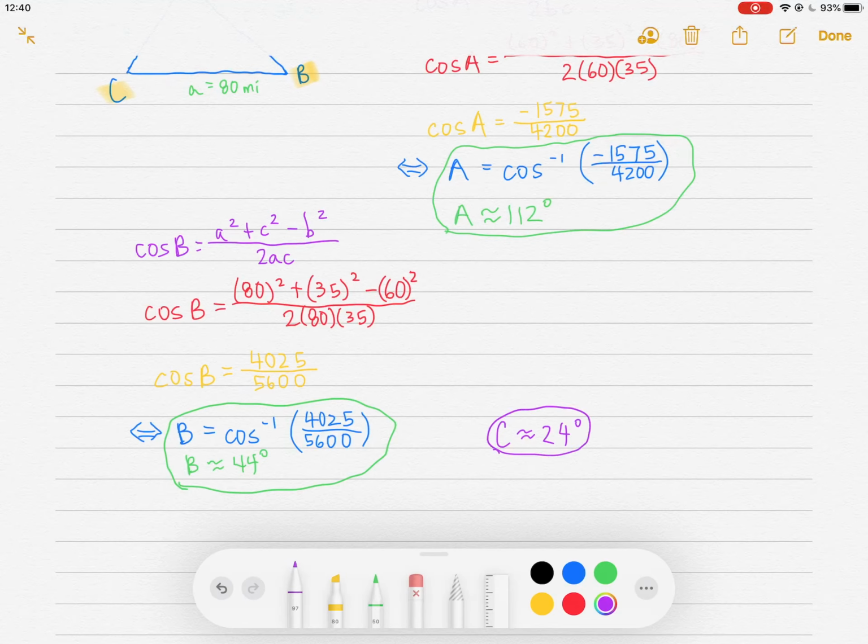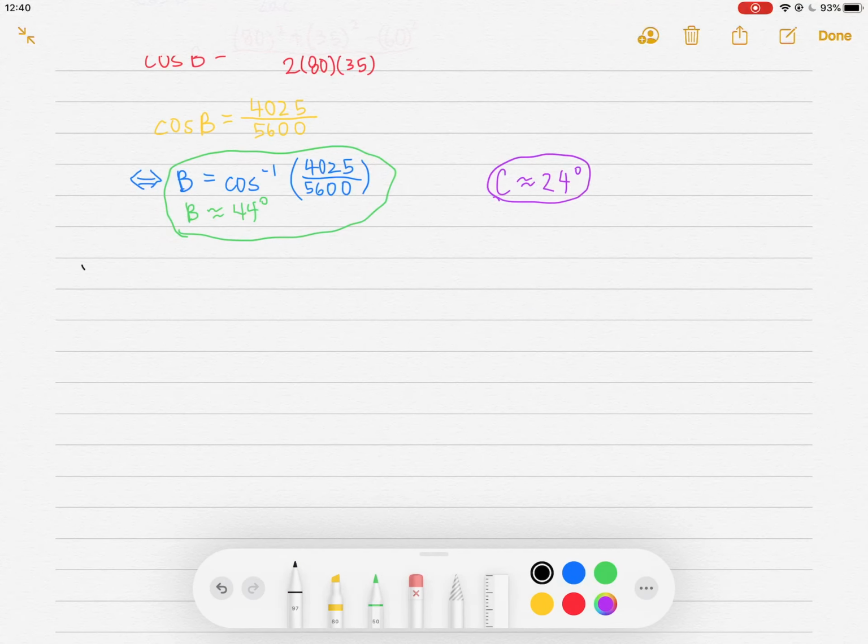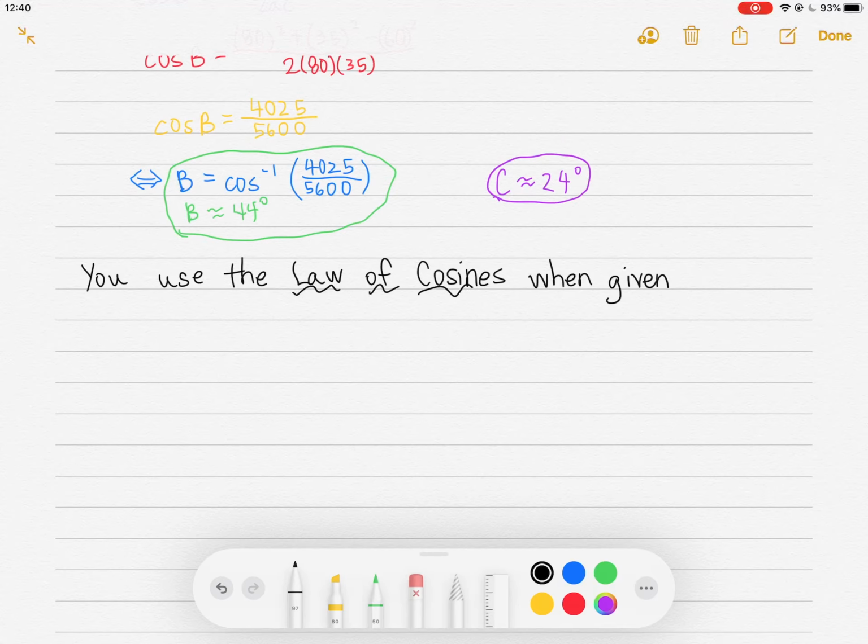Okay, last thing, just to summarize. You use the law of cosines when given side angle side, so two sides and the angle in between those two sides, or side, side, side.